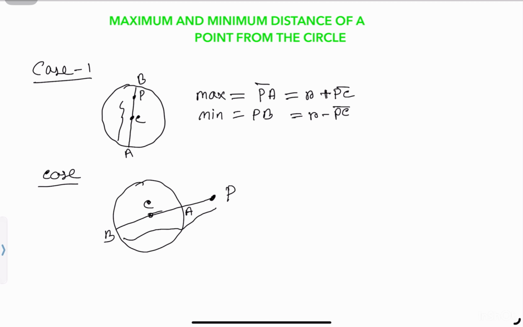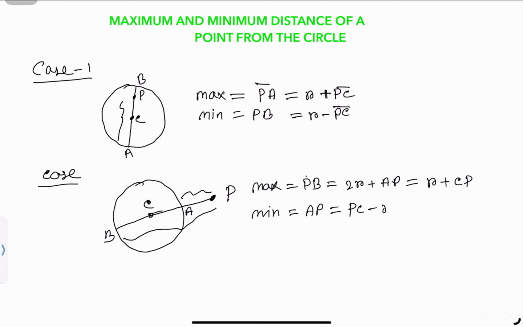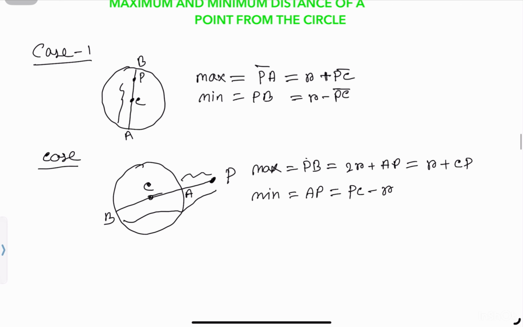That means PB. The maximum distance should be equal to PB, and PB I can write as 2R plus AP, or I can write BC plus CP, that is, R plus CP. And what is the minimum distance for this case? The minimum distance should be this distance, AP, or I can write PC minus R. This is our minimum distance. Okay, I think the concept is clear.